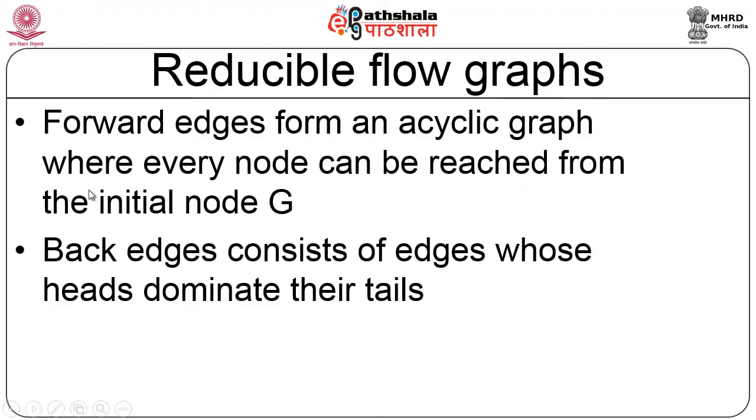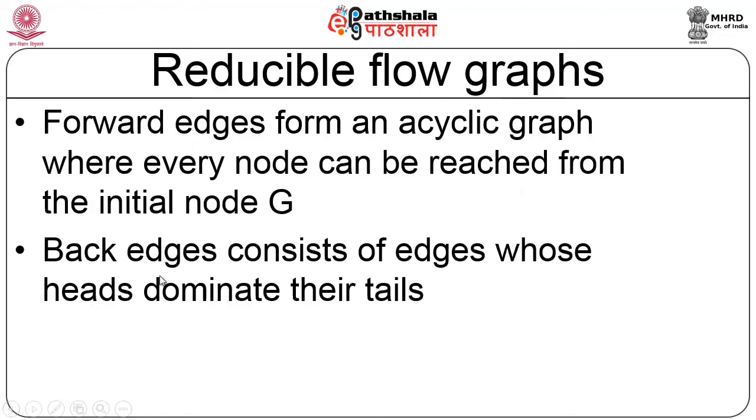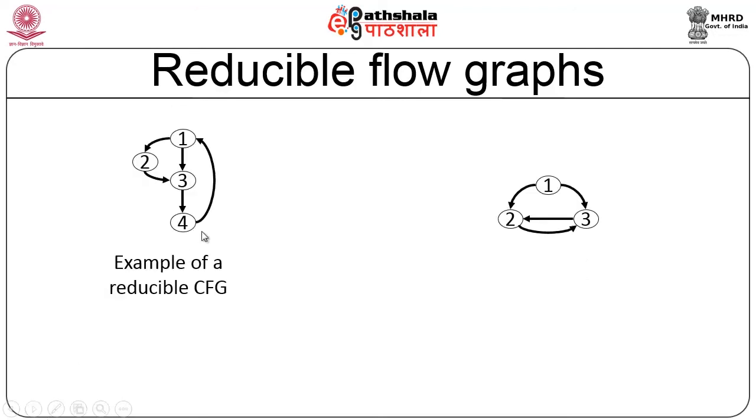So what is the forward edge? Forward edges form an acyclic graph. Here, if I cut this back edge, 1, 3, 4 will basically form an acyclic graph. The next one is that the back edge consists of edges whose heads dominate their tails. So here this is the back edge, so 1 is dominated by 3, 3 dominates 4, and so on.